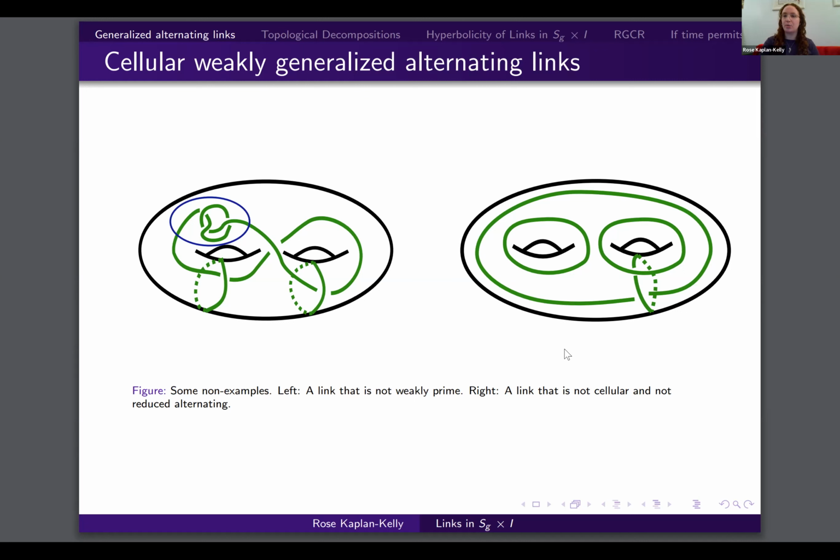We also want our links to be reduced, which means that this link fails as well because it has a component which has no crossings. We want all of our components to have crossings. So we can't have something like this component right here.